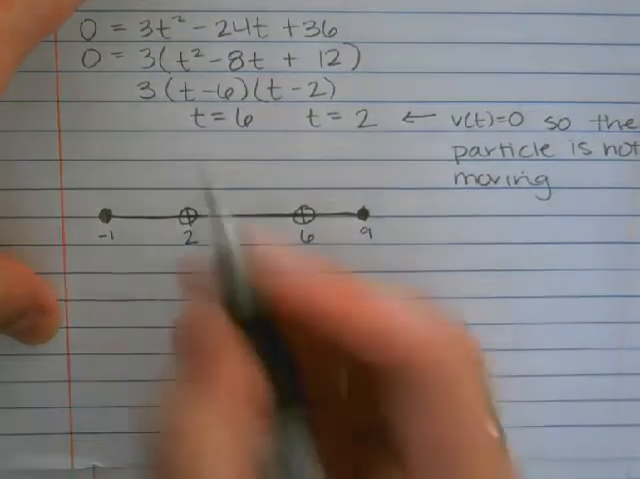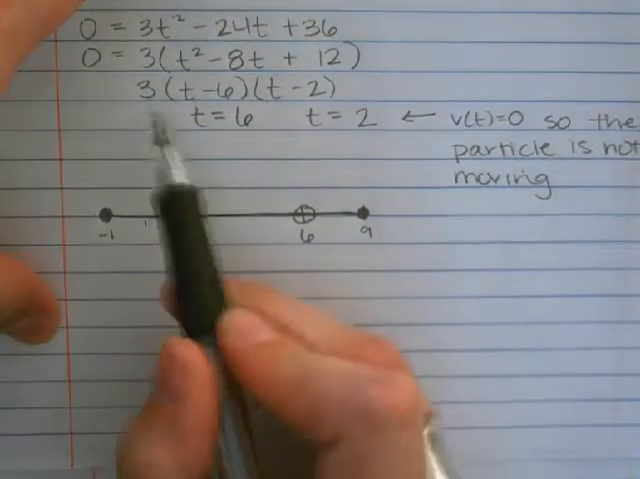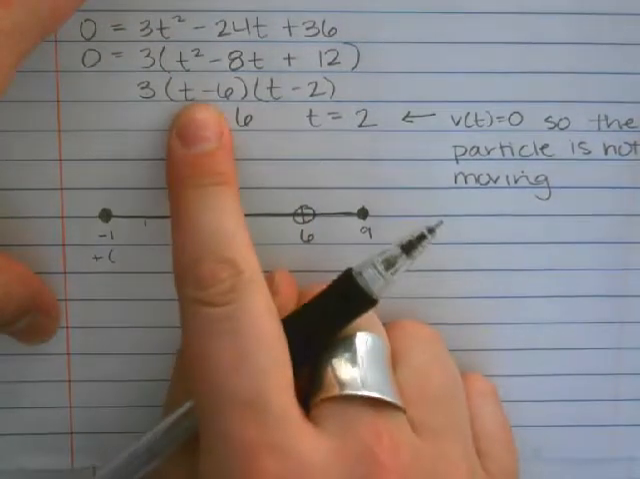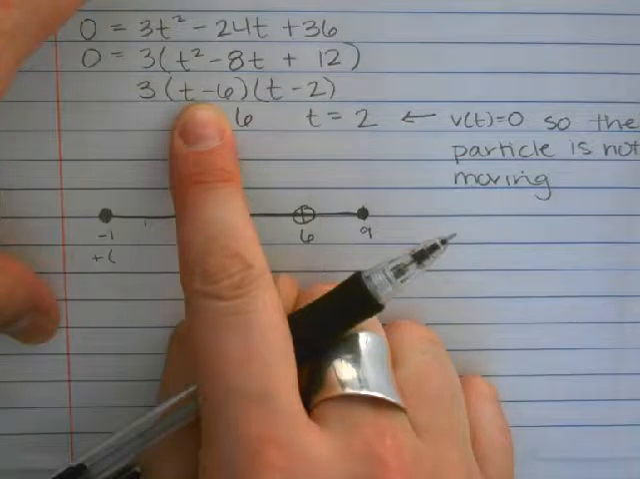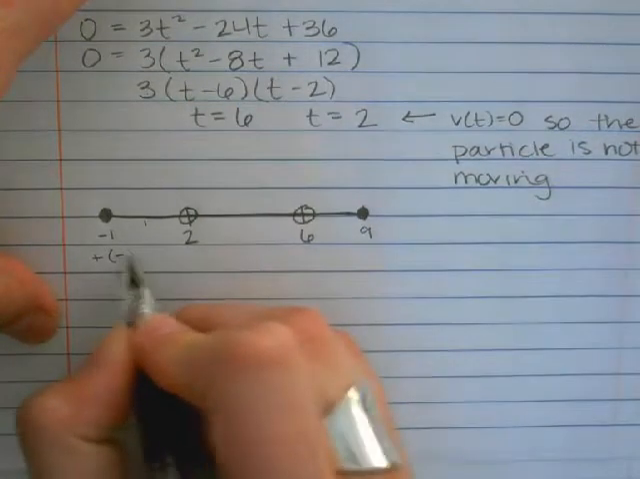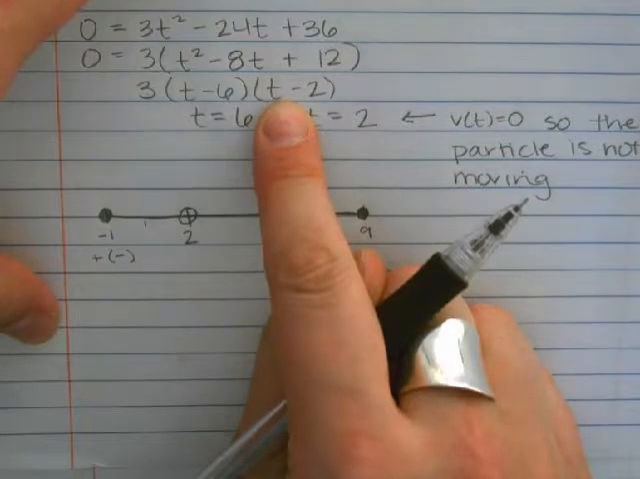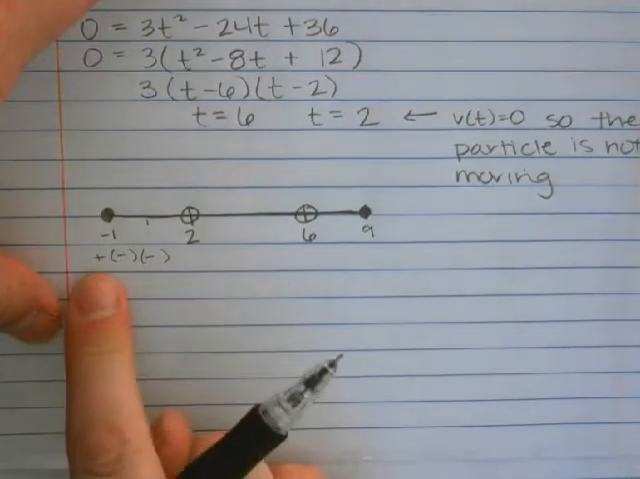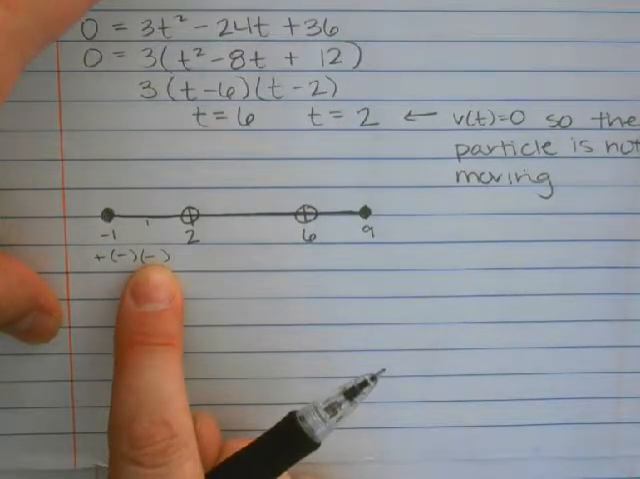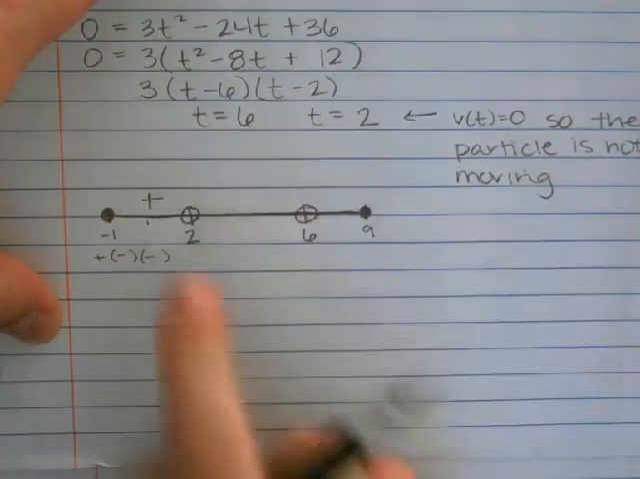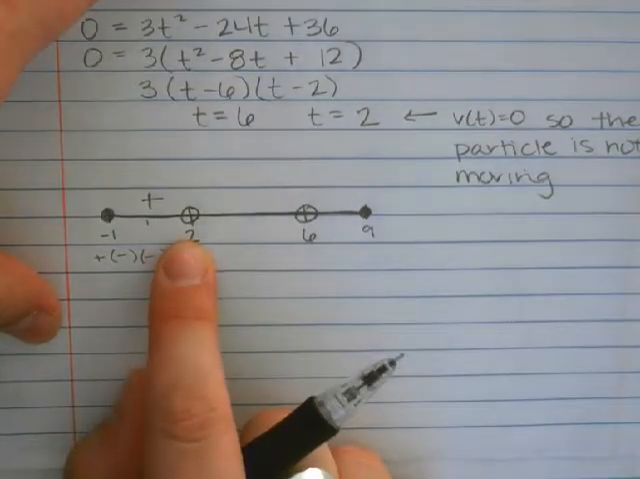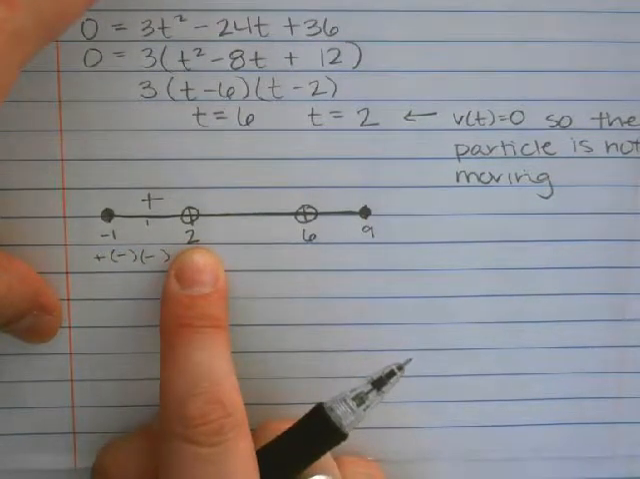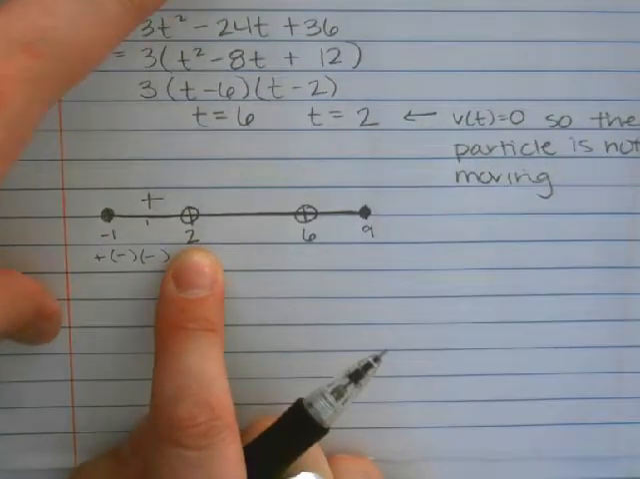All right. So you guys said we wanted to plug in 1. So if we plug in 1, we have 3, right, which is a positive number. 1 minus 6 is negative 5, which is negative. 1 minus 2 is negative. So if I have a positive times a negative times a negative, I get a positive. So when the time is between negative 1 and 2, my velocity is positive. That means that my particle is moving in a positive direction, which means it's moving to the right.